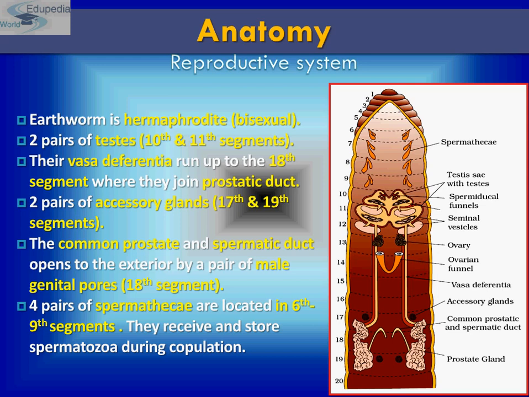Okay, and there are four pairs of spermatheca also present, which are located in the 6th to 9th segments. They receive and store spermatozoa during copulation.